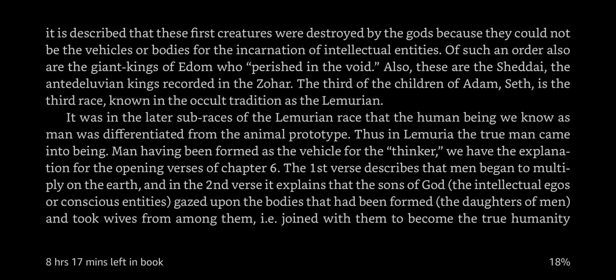Man having been formed as the vehicle for the, quote, thinker, we have the explanation for the opening verse of chapter 6. The first verse describes that men began to multiply on earth, and in the second verse it explains that the sons of God, in parentheses, the intellectual egos or conscious entities, gazed upon the bodies that had been formed, in parentheses, the daughters of men, and took wives among them, i.e., joined with them to become the true humanity. The sons of God gazed down upon the daughters of men and took them as wives, as we know, right out of the Bible.